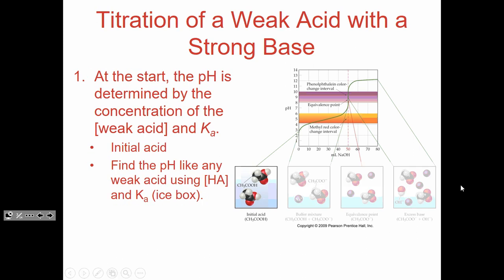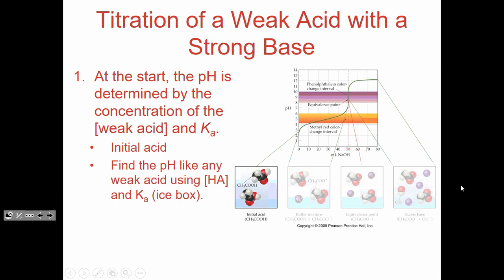Now, at the start, the pH is really determined by the concentration of the weak acid and its Ka. Just like before, we haven't started the titration yet, so all we have in the flask is an acid. The difference is, in this case, it's a weak acid. So we can't get the concentration of the hydronium directly from the concentration of the acid. So it's going to be an equilibrium problem. You're going to find the pH like any weak acid using the initial concentration of the acid and Ka.